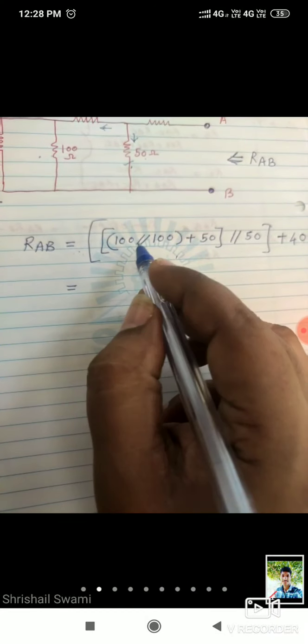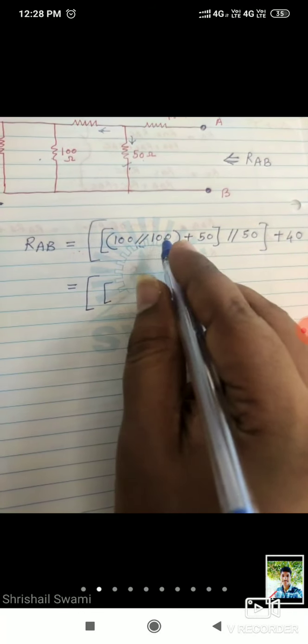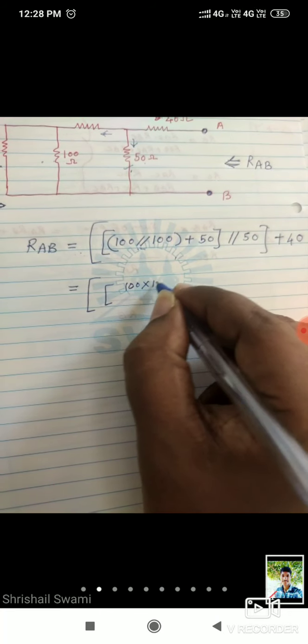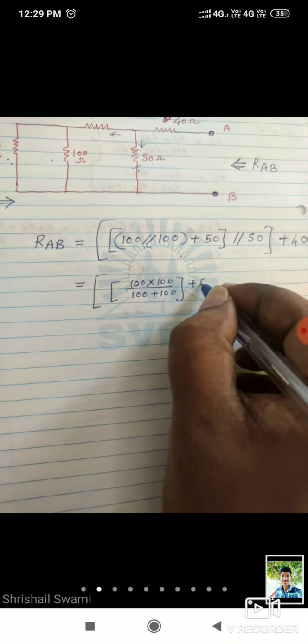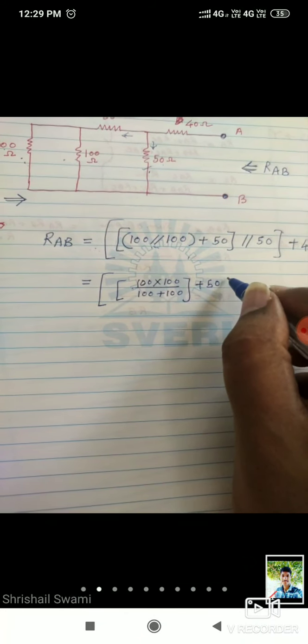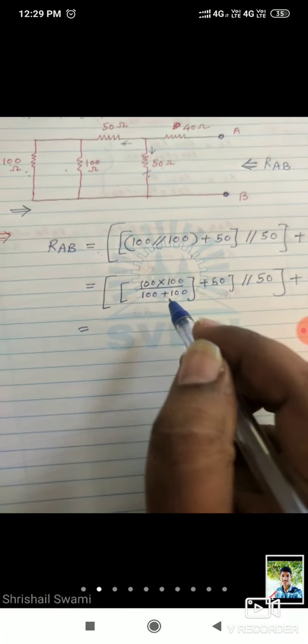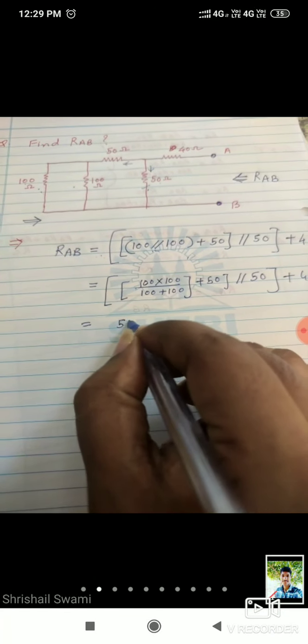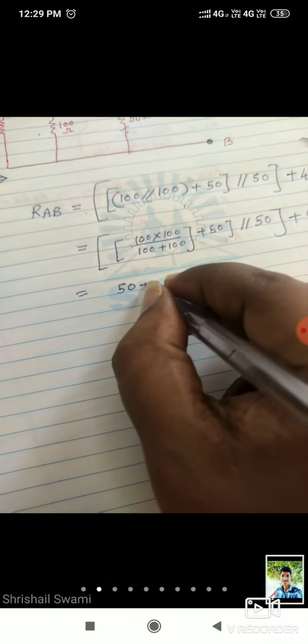So first of all we will solve this bracket. So 100 is in parallel with 100, that is 100 into 100 divided by 100 plus 100. This is plus 50 as it is, that is parallel with 50 plus 40 as it is. So 100 into 100 divided by 200 means 10,000 divided by 200, that will give the 50. Okay, plus 50 as it is.